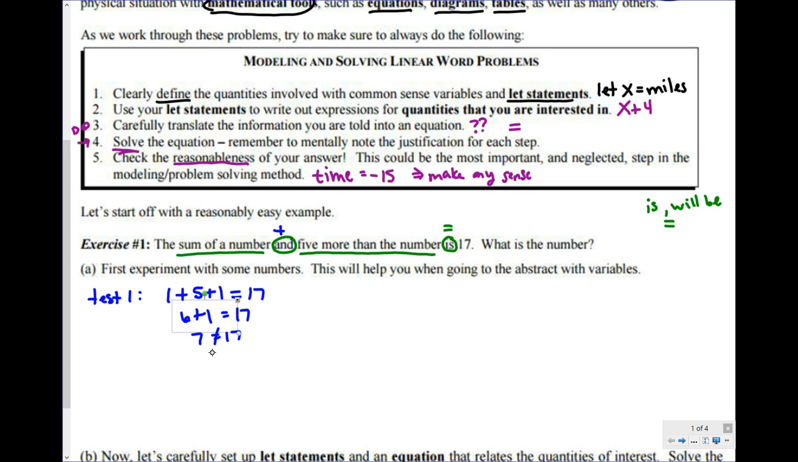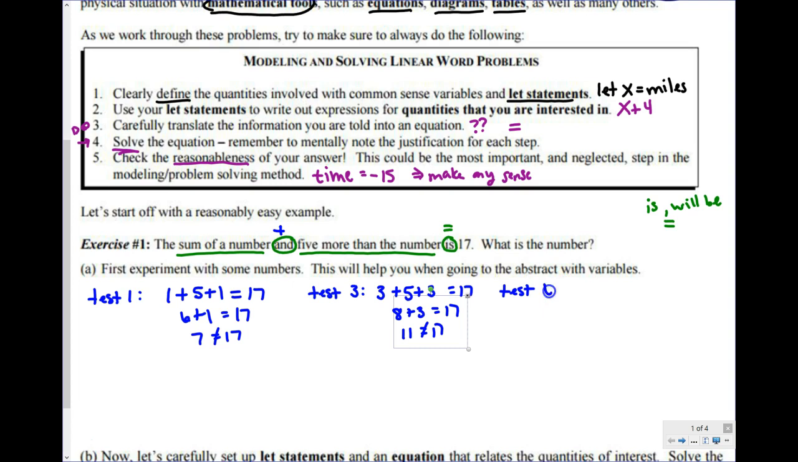Okay? How about we test the number 3? So here's the number 3 plus 5 more than 3, 5 plus 3. Will that give me 17? Let's try it. 3 plus 5 is 8. 8 plus 3 is 11. That didn't work either. No. Let's try the number 6.